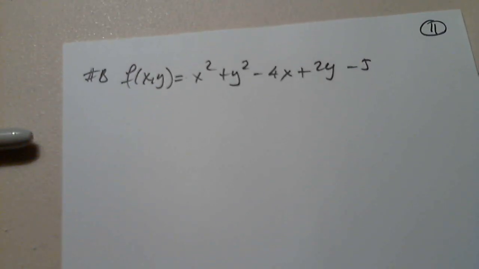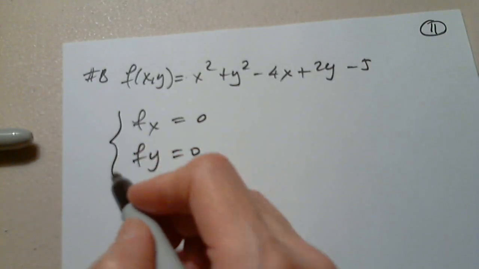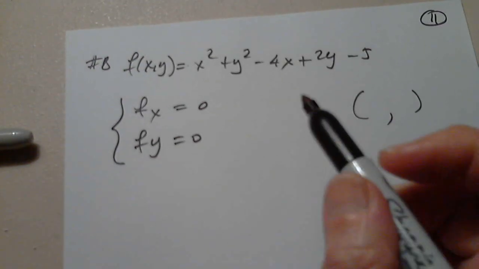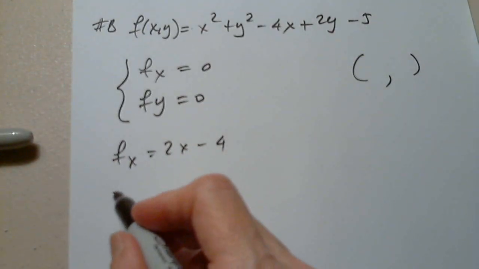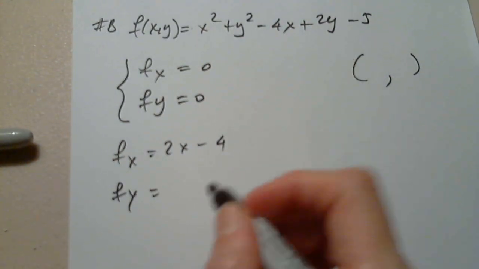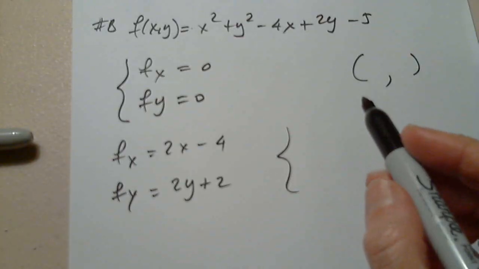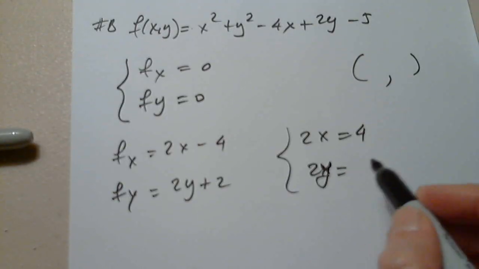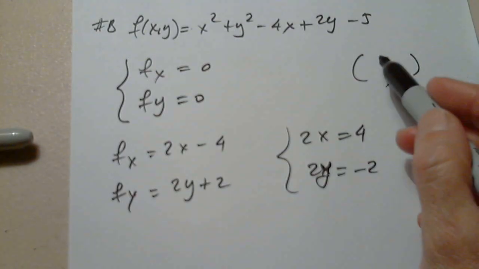Good. If you remember, we need to determine fx and fy and set them equal to 0 and create a system. From this system, we get a point or points. So, first of all, fx, 2x minus 4, fy, 2y plus 2. Now I create the system by setting those equal to 0. So 2x equals 4 and 2y equals negative 2. So x equals 2 and y equals negative 1. So the point we obtain is 2 comma negative 1.